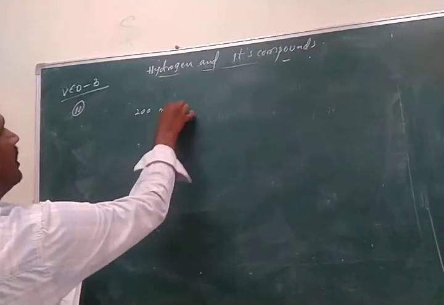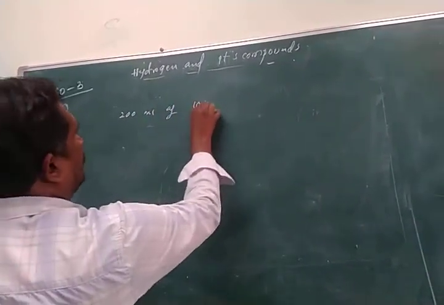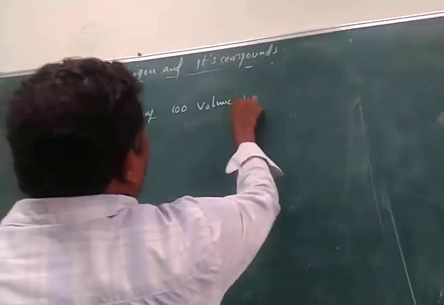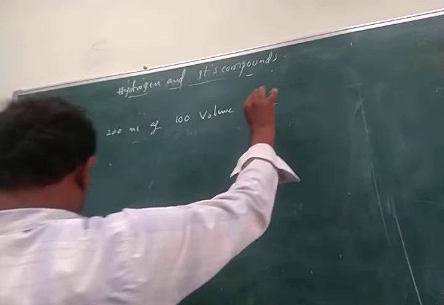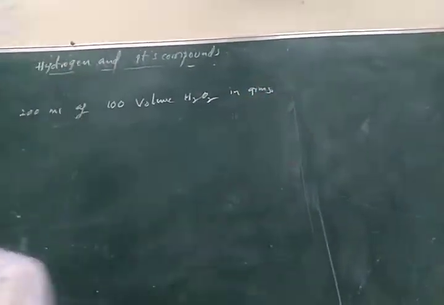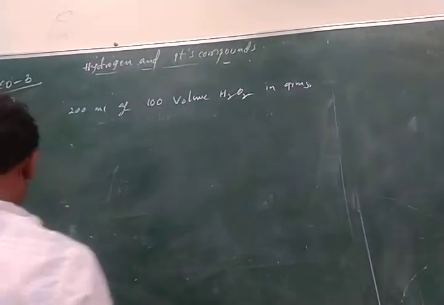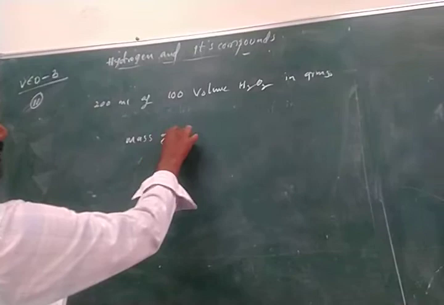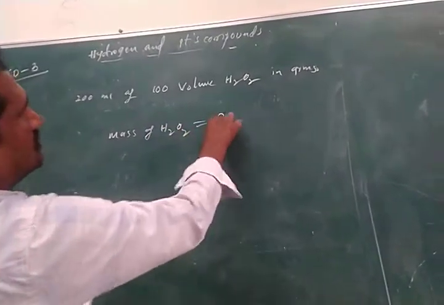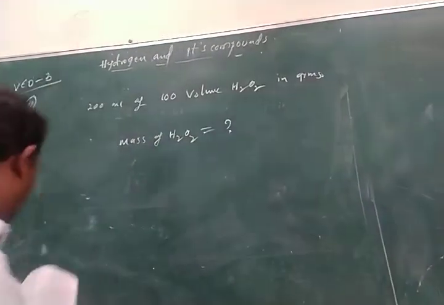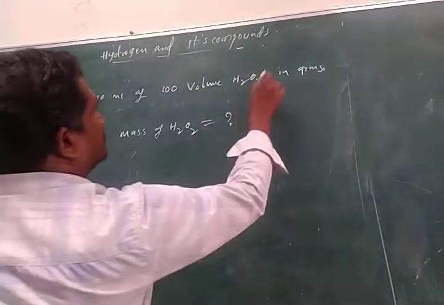200 ml of 100 volume H2O2. The question asks for the approximate mass of H2O2 in grams, when 200 ml of 100 volume H2O2 is taken.